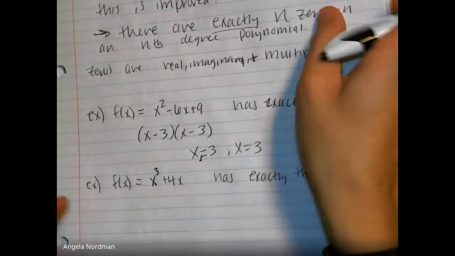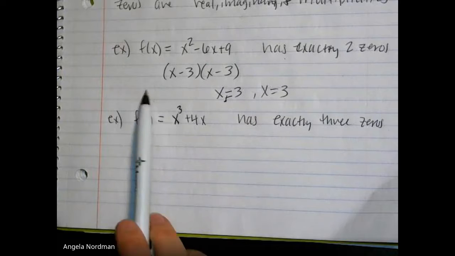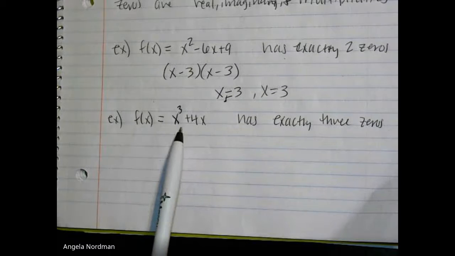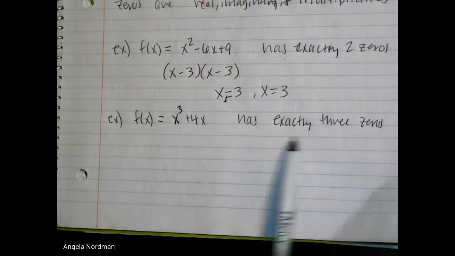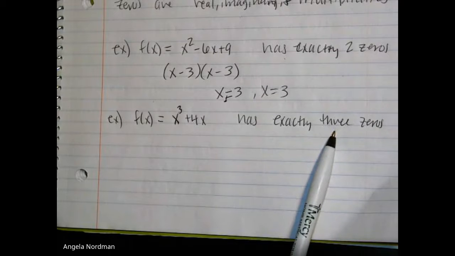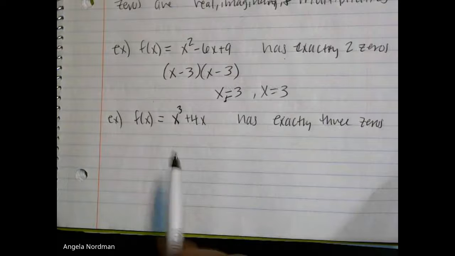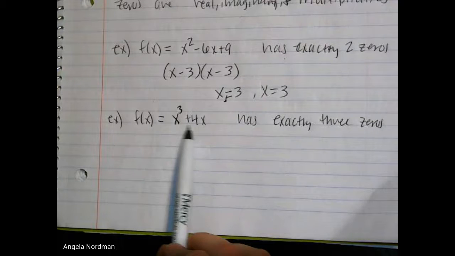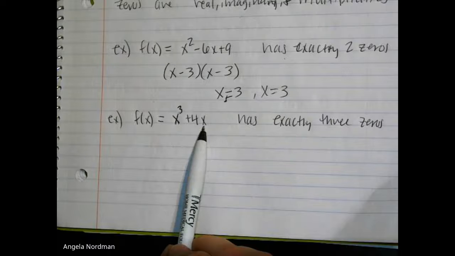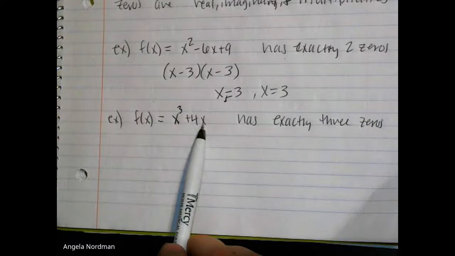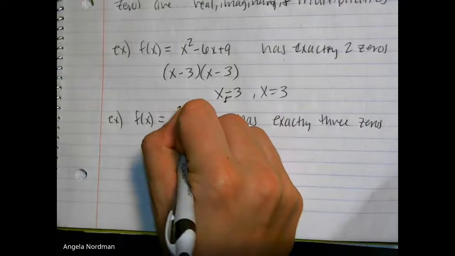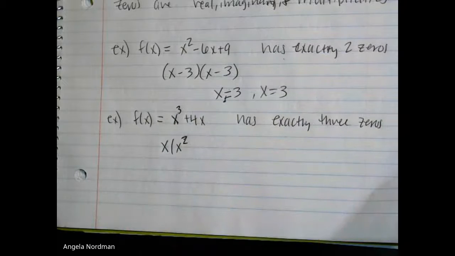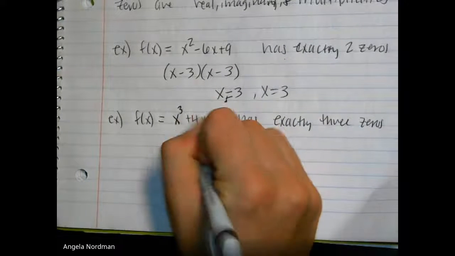Second example. In the function f of x equals x cubed plus 4x, we want to state that it will have exactly 3 zeros here. Now let's go ahead and find those. Again, by factoring, I always like to start by asking, is there a greatest common factor that I can pull out? Considering the fact that both of these terms have a variable of x, I can go ahead and pull that variable out, leaving me with x squared plus 4.